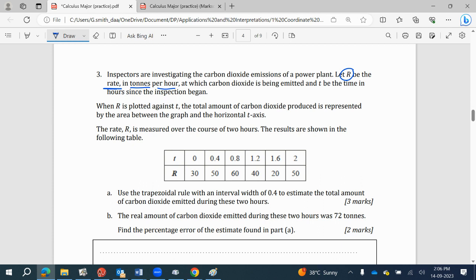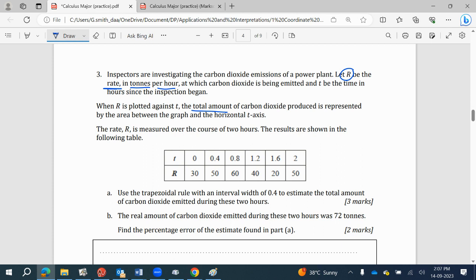At which carbon dioxide is being emitted, and T is the time in hours since it was inspected. So you can see that it tells you there in the question. When R is plotted against T, the total amount of carbon dioxide is represented by the area. Another keyword: I knew that was going to be area by this phrase, total amount. Integration is a summation. That's why it has the big S-looking symbol, because it's adding things up as you move across. It's adding up areas.